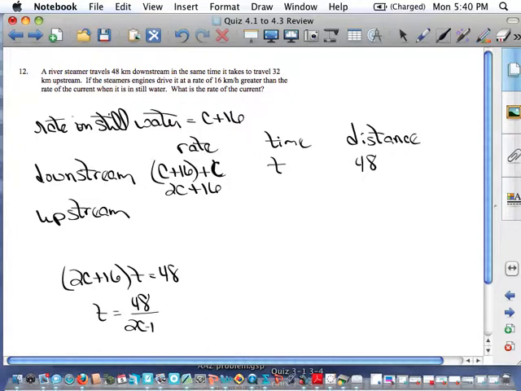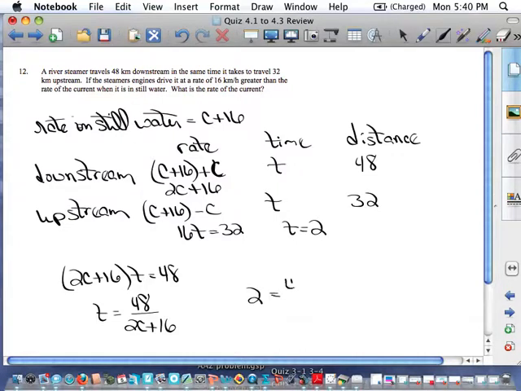Now when it's going upstream, it's going against the current. So the rate of the ship is the current plus 16 minus the current, because now the current is not helping it, it's kind of pushing against it, times t, and then my 32. So what I will get is 16 times t equals 32. So t is equal to 2 hours. Now you can substitute that in.